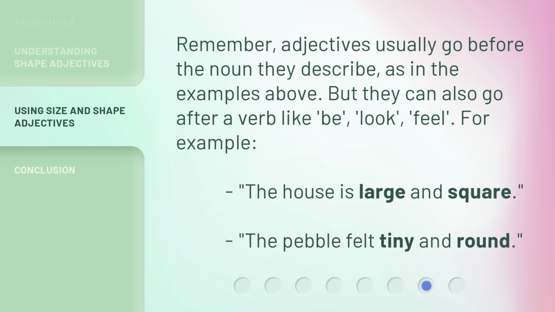Remember, adjectives usually go before the noun they describe, as in the examples above. But they can also go after a verb like be, look, feel. For example, the house is large and square. The pebble felt tiny and round.